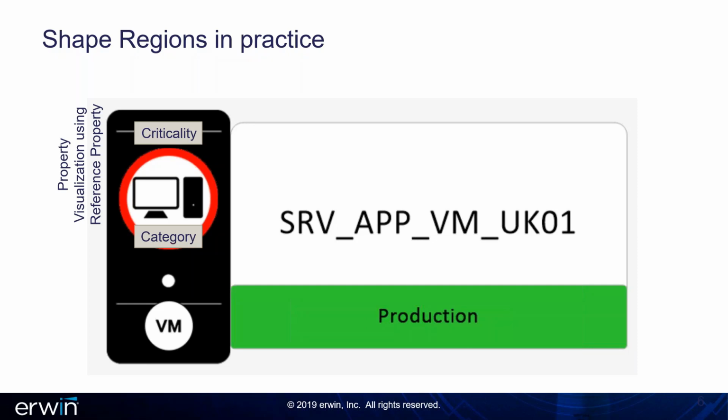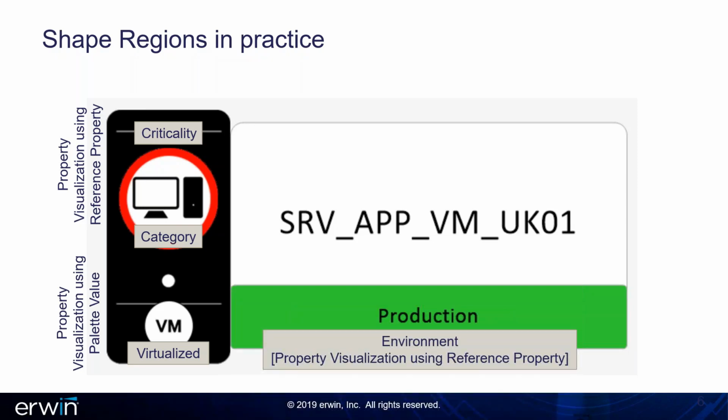So just like in the application, we're saying depending on which field is chosen, we'll have a different display. Virtualized, that's another one. That's number 3. That happens to be a property visualization using palette value. So a palette value is something referencing something on the palette. And the last one here is the environment. An environment is a property visualization using reference property.